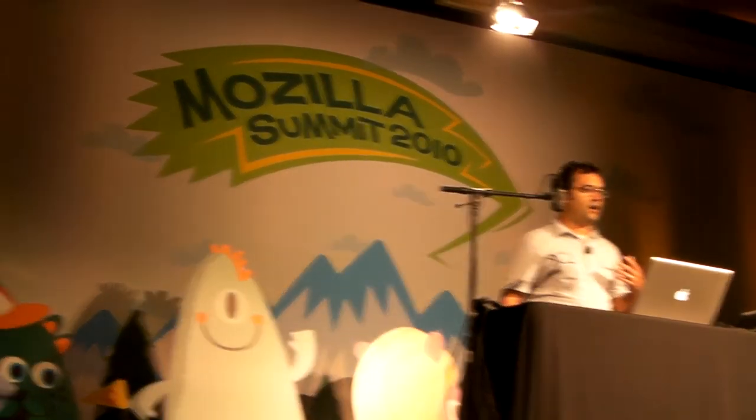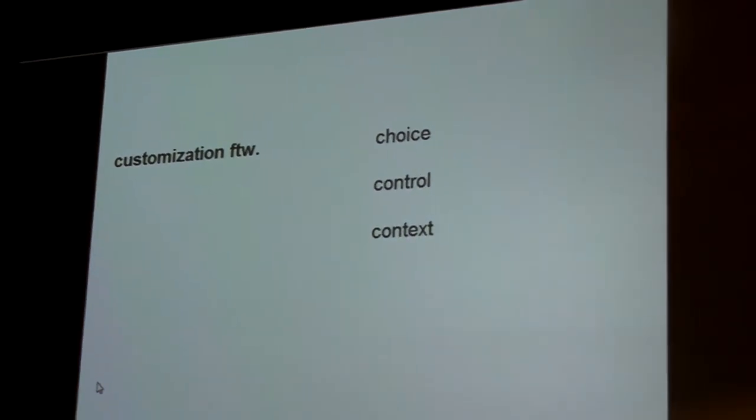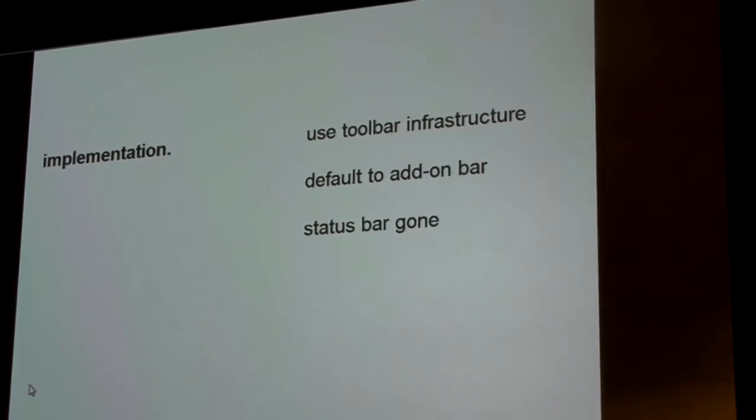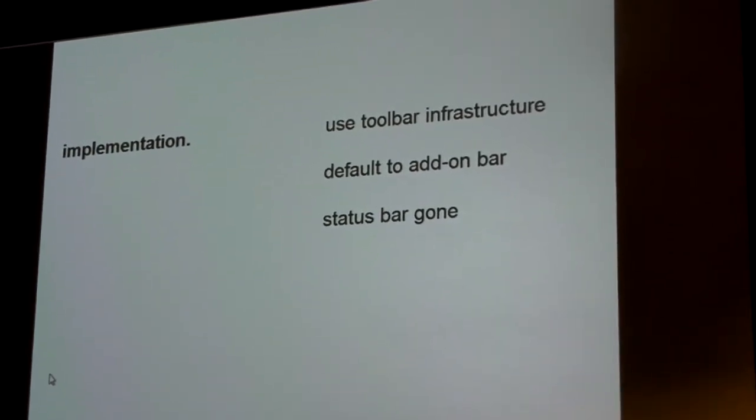So we decided to err on the side of customization and give that power to the user. Allow them to have choice about where add-ons should go, allow them to control when and how they see them, and be able to use them in the context that means most to them in their workflow, whatever needs they have. The current patch basically uses the toolbar customization infrastructure.